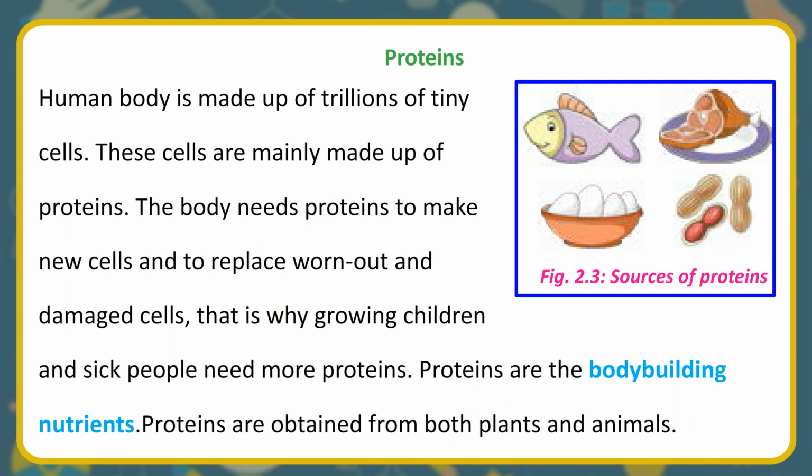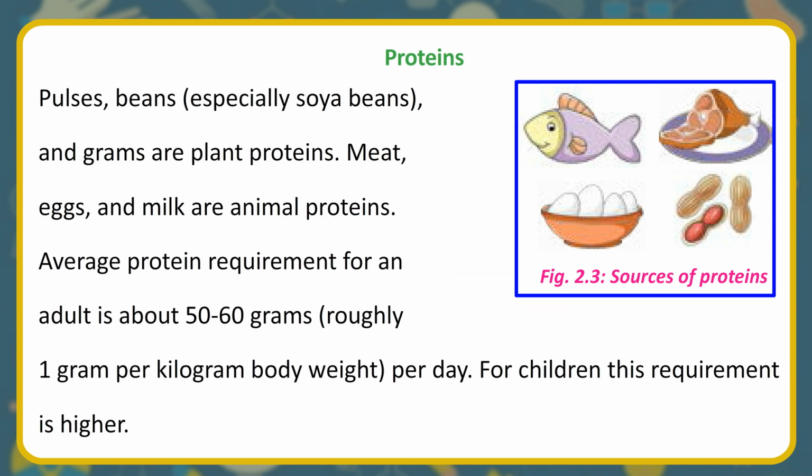Proteins are obtained from both plants and animals. Pulses, beans, especially soya beans, and grams are plant proteins. Meat, eggs, and milk are animal proteins. Average protein requirement for an adult is about 50-60 grams, roughly 1 gram per kilogram body weight, per day. For children this requirement is higher.